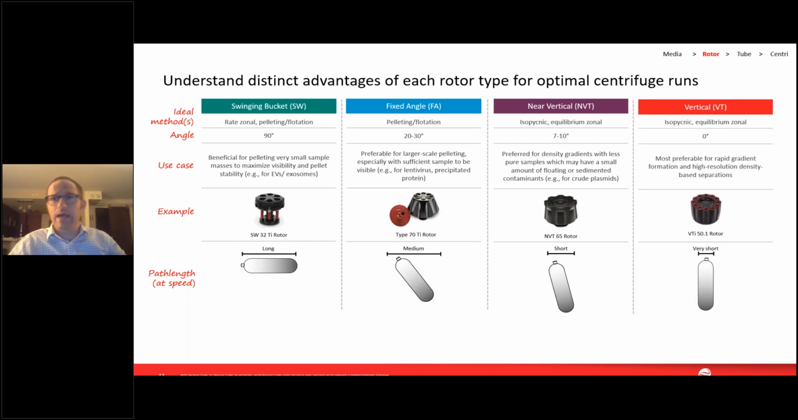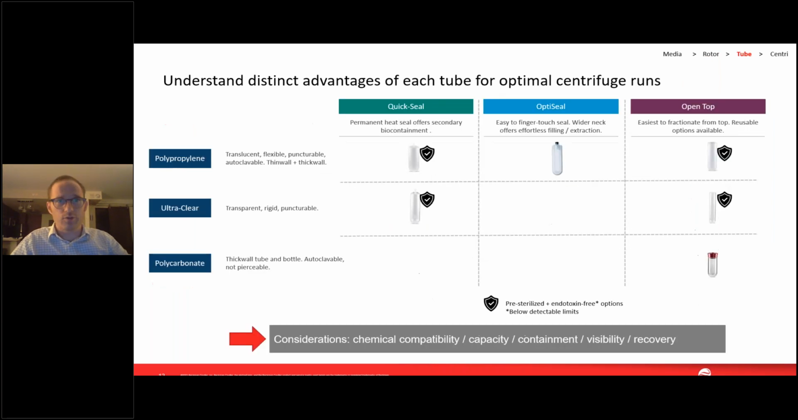And then finally, you have your vertical rotor, which is used for isopycnic density gradients, basically exclusively, right? You're separating by density, and you can have very fast run times because the path length is very short. Okay, so you go from pelleting and rate zonal on the left to isopycnic separations on the right. Okay, next let's talk about our tubes, right?